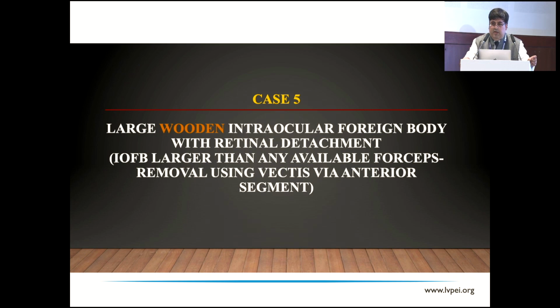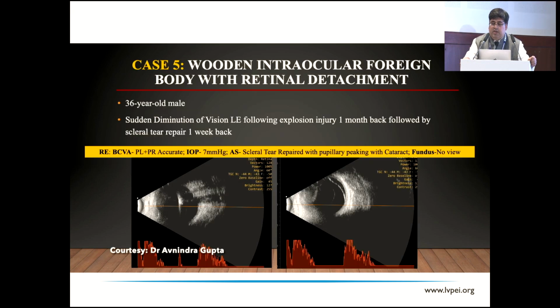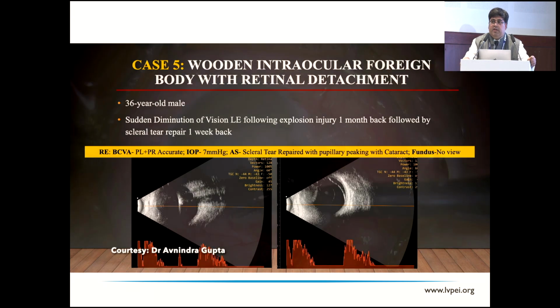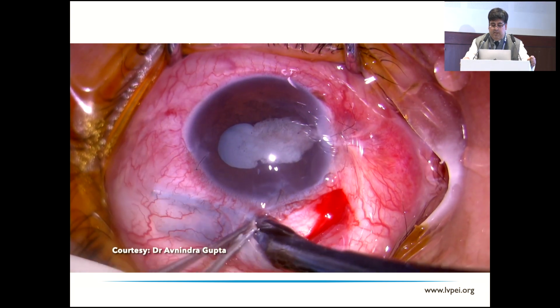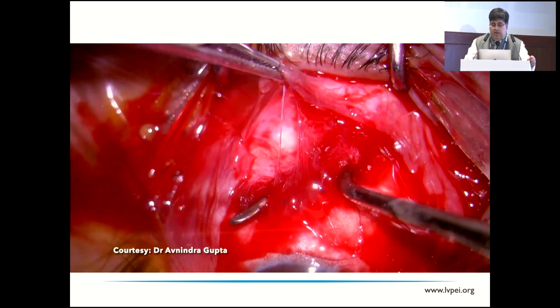Sometimes you may encounter really large foreign bodies which are not easy to grasp with forceps, and if they are non-magnetic, things become even more difficult, as in this particular case. This was a case of a large wooden foreign body.